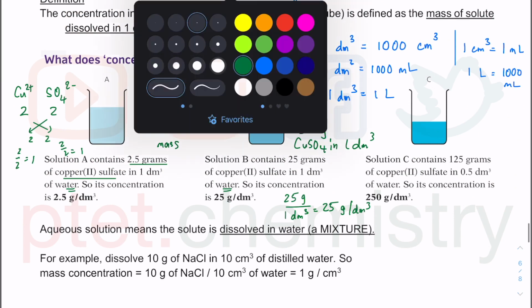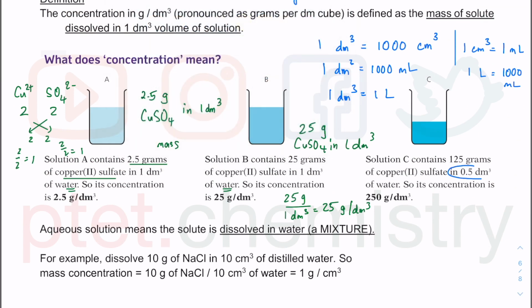Now the next thing is a bit tricky, because based on the definition, we need concentration to be in 1 dm cube. Is the mass of solute dissolved in 1 dm cube? This is dissolved in 0.5 dm cube. So how do you get concentration? Well, mass concentration is the mass of the solute, so 125 gram, but it's not divided by 1, it's divided by 0.5 dm cube. So you got to press your calculator. 125 divided by 0.5, I get 250 gram in 1 dm cube. So in half a dm cube, meaning half of 1 dm cube, there's 125 gram. So in 1 dm cube, there's 250 gram.